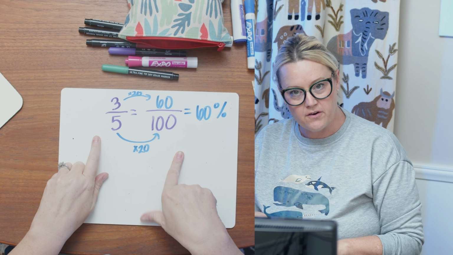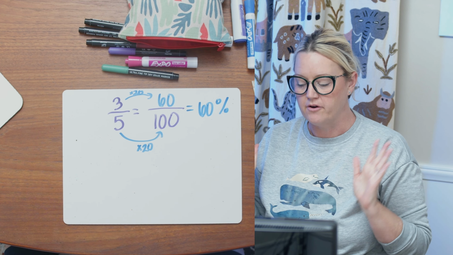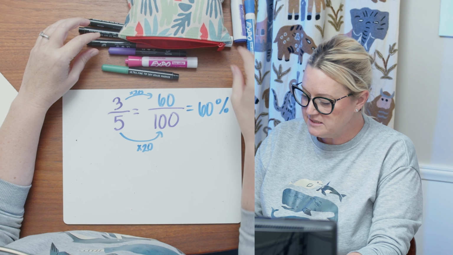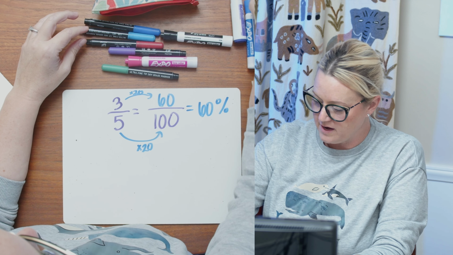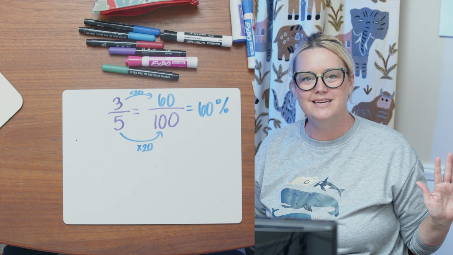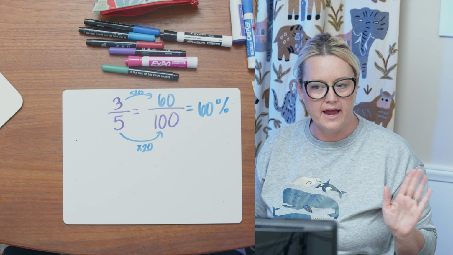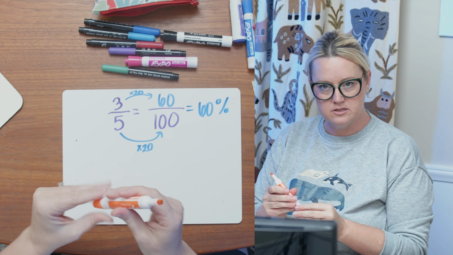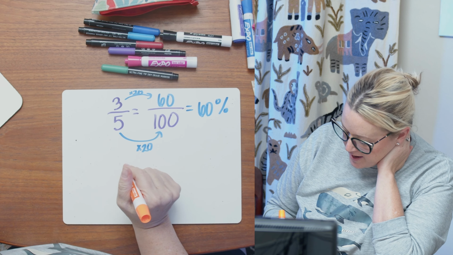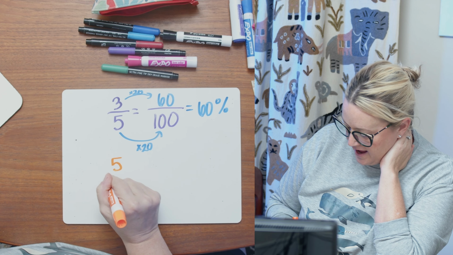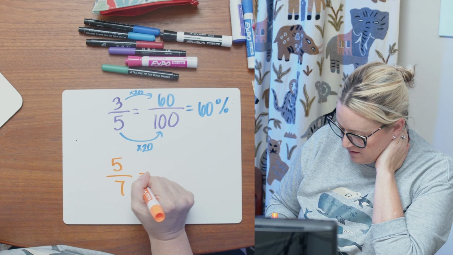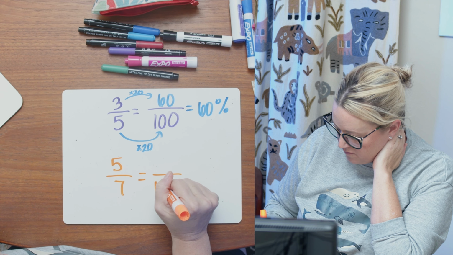Yes, I know this is a very easy conversion over from 5 to 100. I get that. So if something's a little bit more difficult, right? I'm not even going to say difficult, just a little more complex. Difficult and complex are kind of different things. So if I had something like, I don't know, 5 out of 7, equals something over 100.